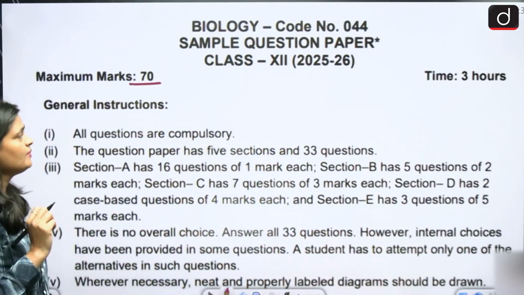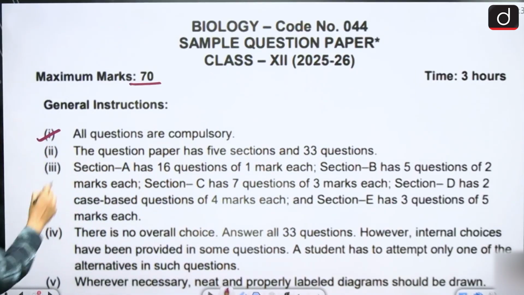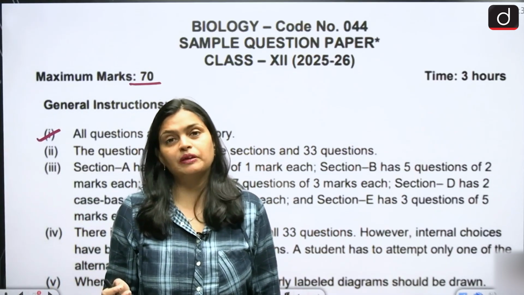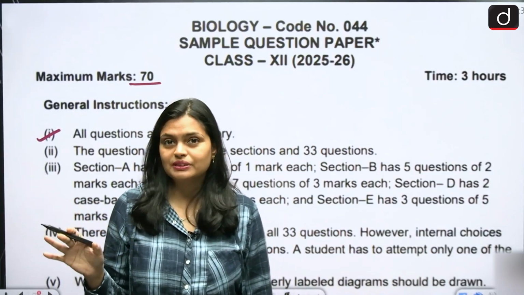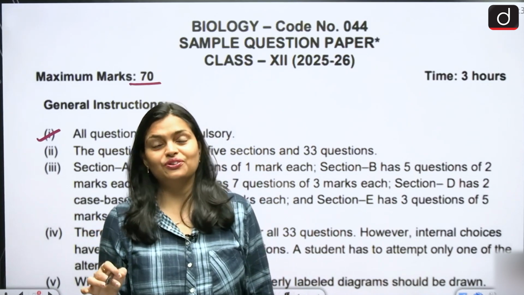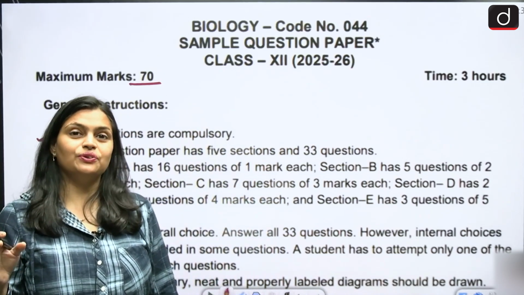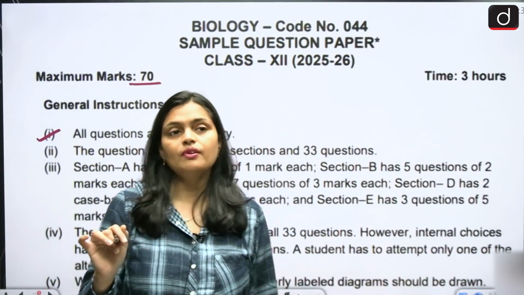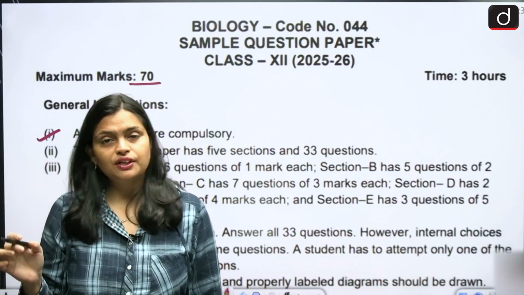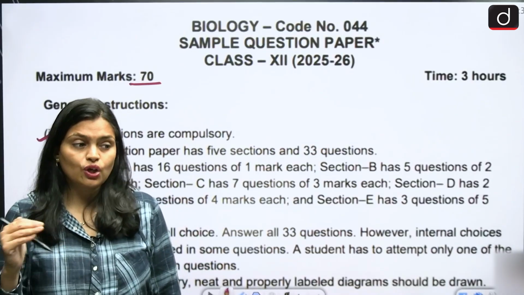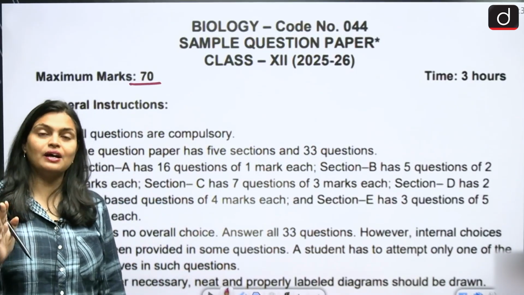The general instructions given on your paper say that all the questions are compulsory. That means you have a total of 33 questions in your paper, and all 33 are compulsory. It's not that out of 33 you have to solve only 23 or 30 questions. Yes, within the questions you will definitely get options, but you have to solve all the 33 questions.